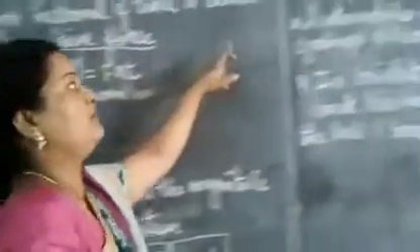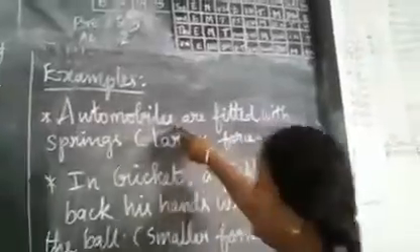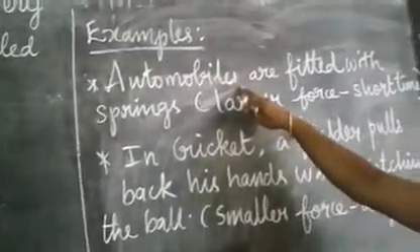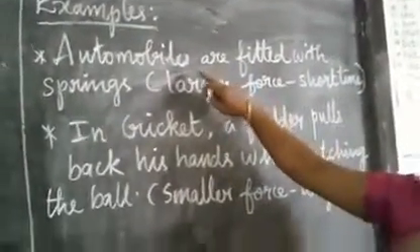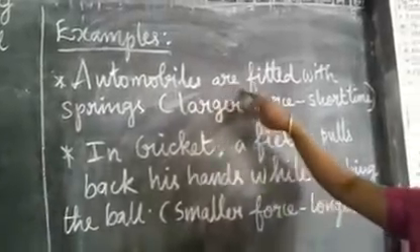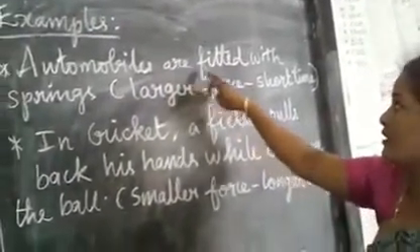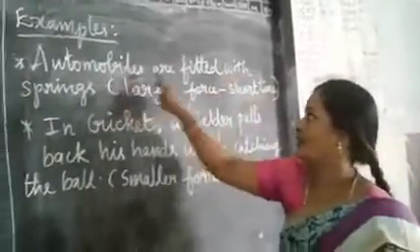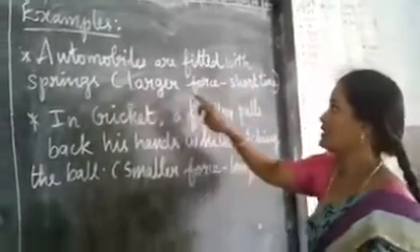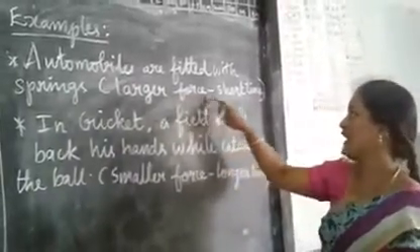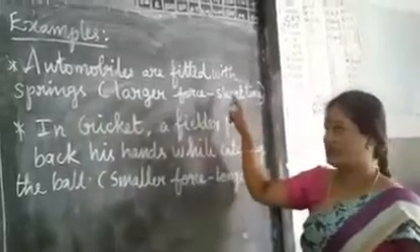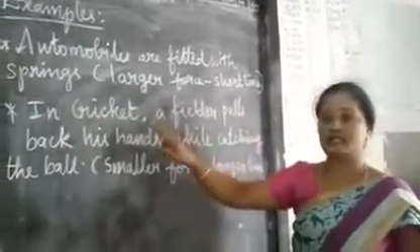Next, examples of impulse. I already told you about automobiles. Automobile means bus, lorry, car, bike, etc. These vehicles are fitted with springs, so that a larger force acts over a short interval of time. This is the first example. Next one is in cricket.